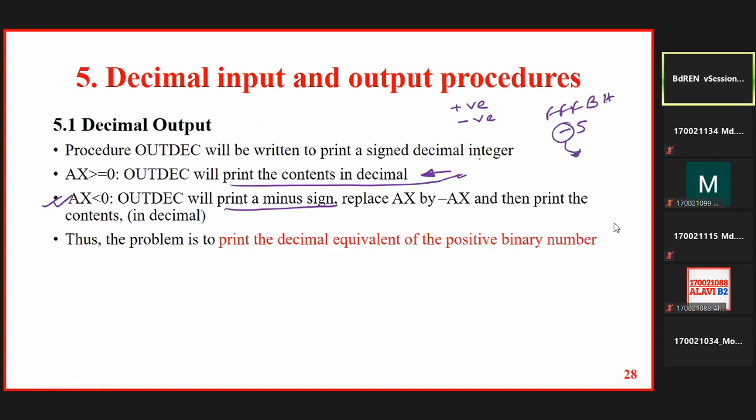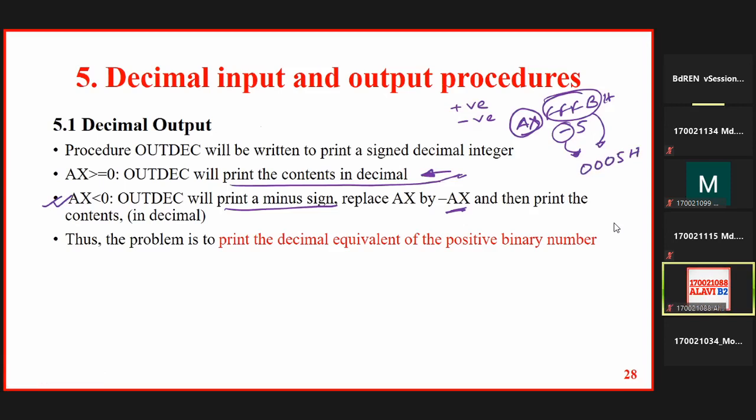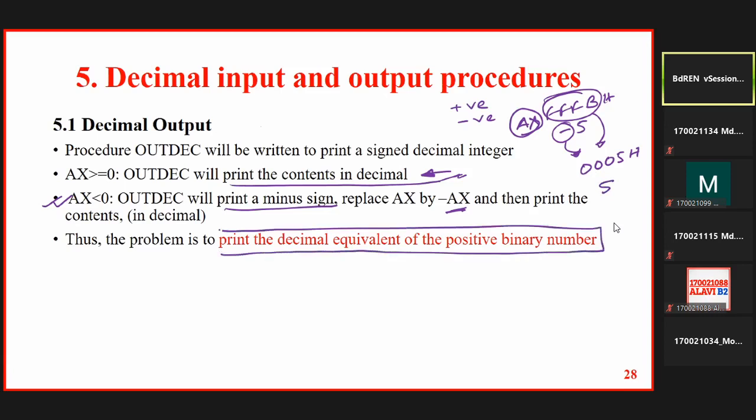And after that, let us say it is in AX, we'll replace this AX with minus AX. So what will happen in that case? This will be converted to 0005H, isn't it? Yes, sir. So if we want to print only 5 for -5, after checking this, we just have to print the decimal equivalent of the positive binary number. Even if the number is negative, after doing the negation, we have 5 to print, and if it is positive, we have this 5 to print. So after checking and printing the minus sign or not, the thing we need to do is print the decimal equivalent of the positive binary number.